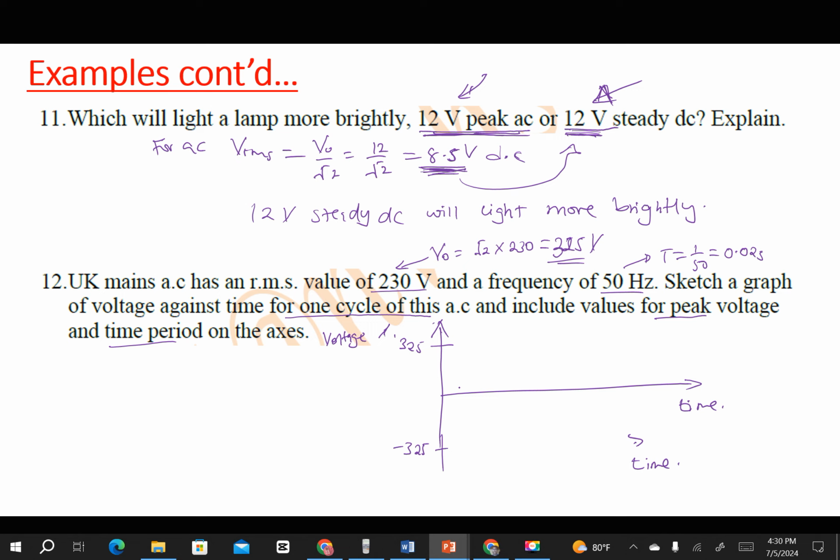If we consider t equals 0, I'm going to break the time into 4 parts: when t equals 0, when t equals a quarter period, when t equals half a period, when t equals 3/4, and when t equals 1 period. Of course, if t equals 0, V is 0. When t equals a quarter period, V will be maximum, back to 0, maximum, back to 0. So it is going to be a sine curve, because this is sinusoidal.